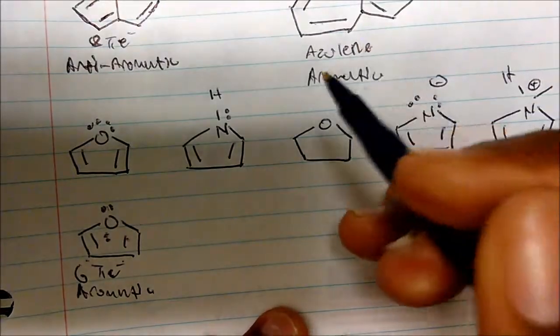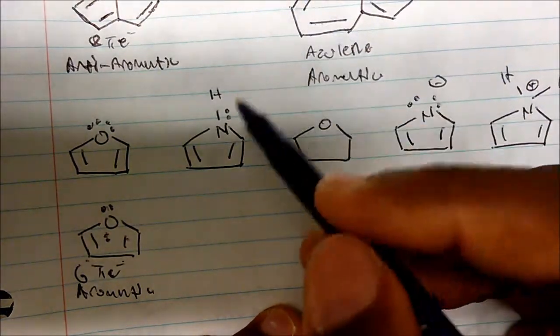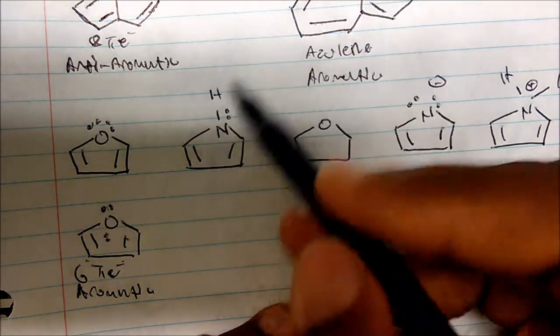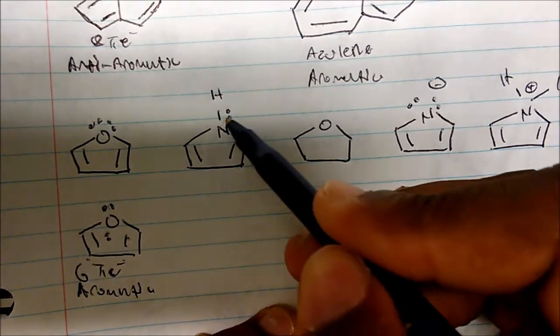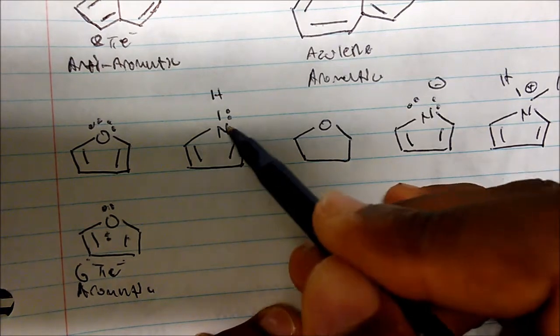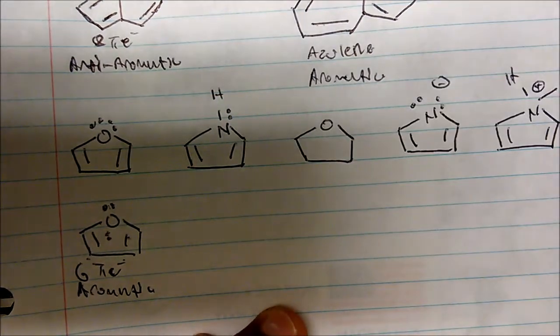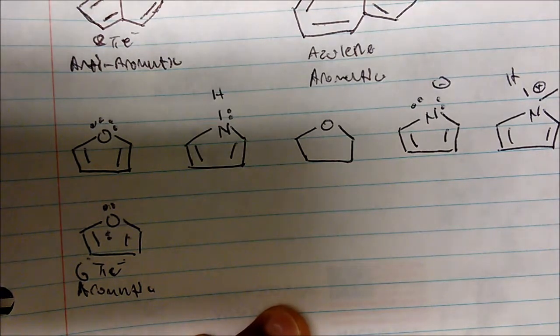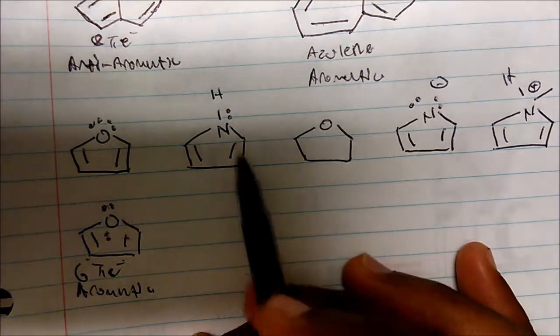Now, what about this one? Well, I see that right now my nitrogen is sp3 hybridized. You agree with me? I have 1, 2, 3, 4 electron groups around that. Well, how many pi electrons do I have in the ring? I have 4. But remember, we said that these electrons are delocalized.